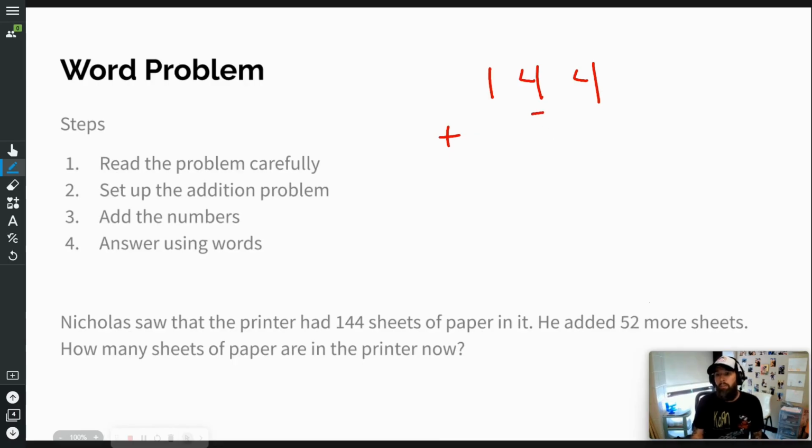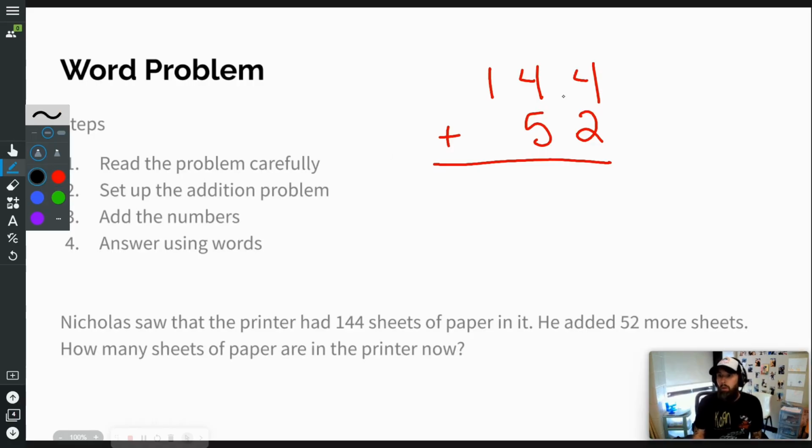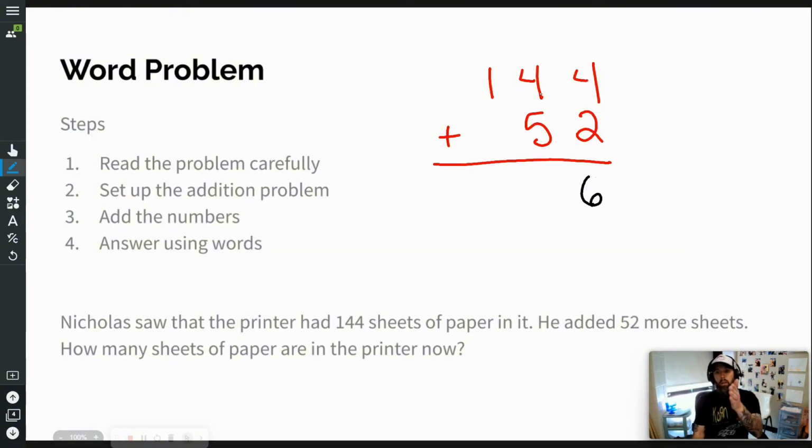Okay, so the 5 is in the tens and the 2 is in the ones, and everything is lined up the way it should be. Now we add these two numbers up. Okay, starting all the way from the right, we add 4 plus 2, which is 6. Then we go 4 plus 5, which is 9. And 1 plus nothing is 1.